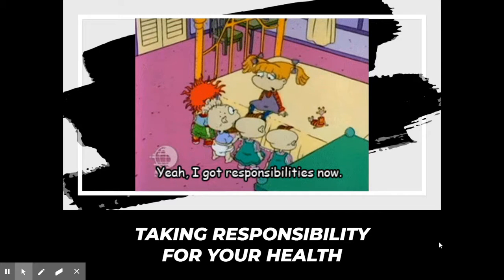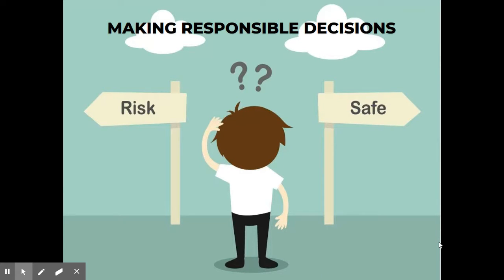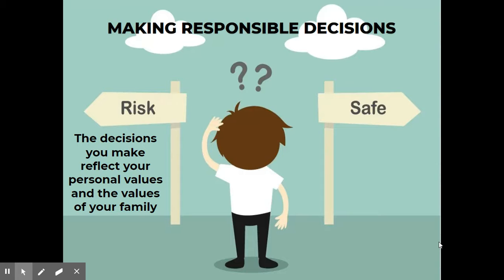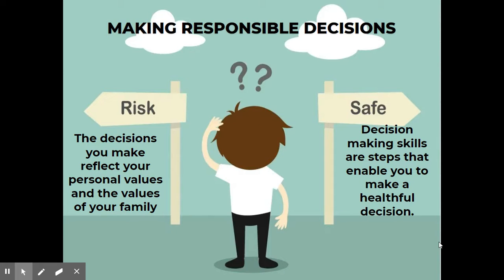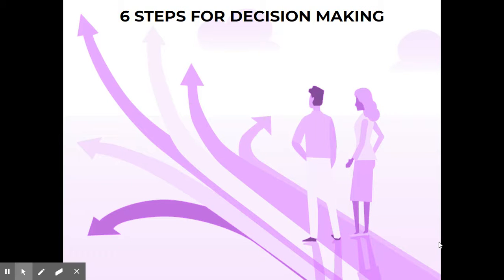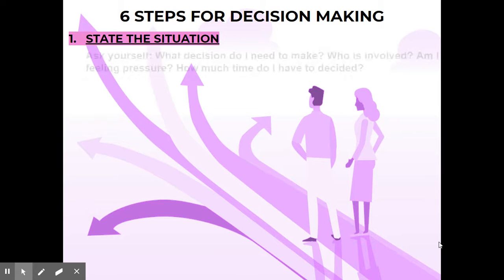So that moves us on to talking about taking responsibility for your health and making responsible decisions. The decisions that you make reflect your personal values and the values of your family. Decision-making skills are steps that enable you to make a healthful decision. And when we're talking about health, we're talking about something that can impact you for a lifetime. So I'm going to present you with 6 steps for decision making to help you make good, healthful, and wise choices. The first step is to state the situation.